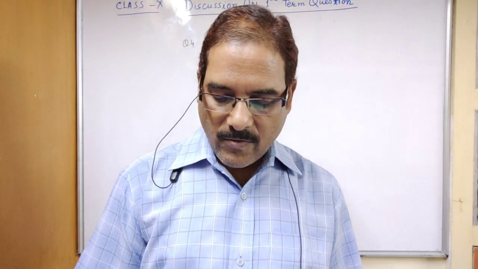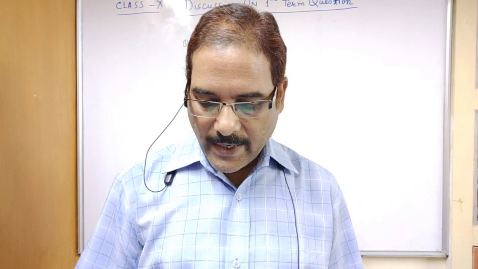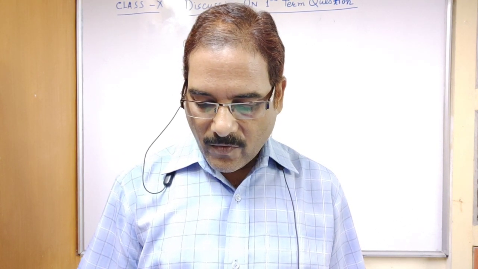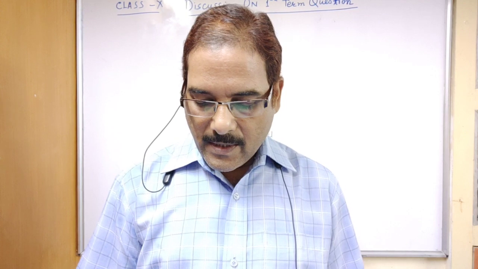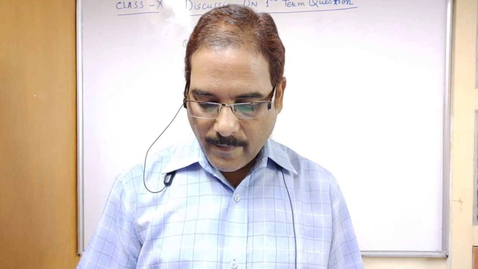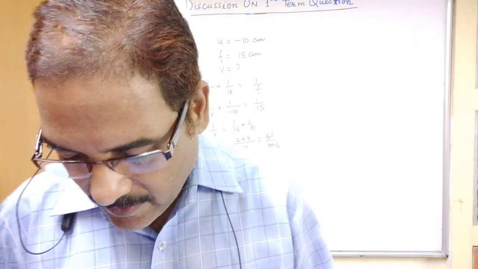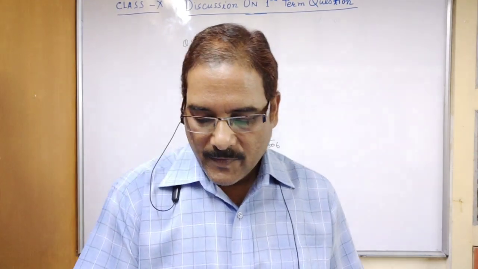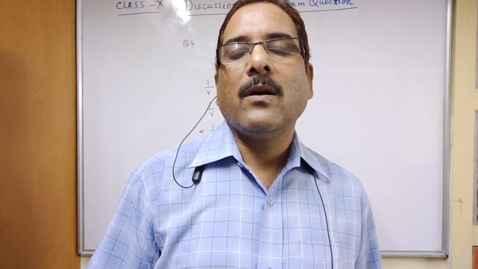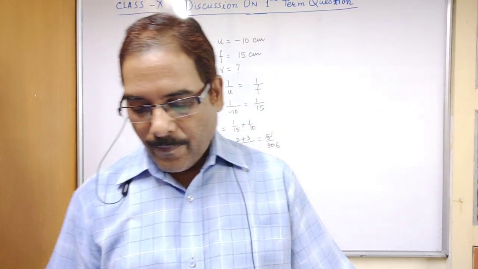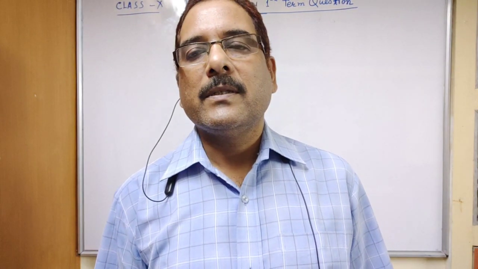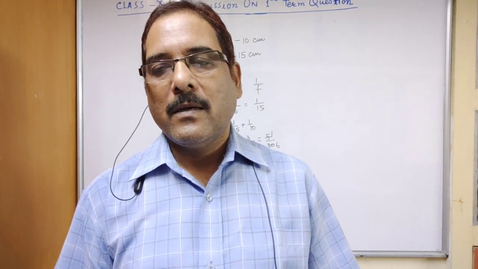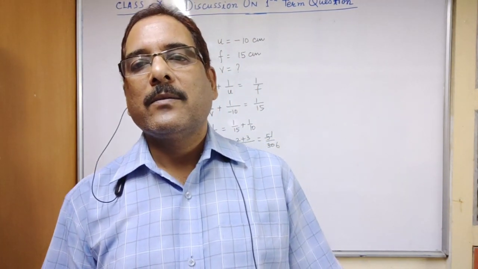Then question number 6. Twinkling of a star is due to atmospheric. First option is dispersion of light by water droplets. B is refraction of light by different layers of varying refractive indices. C is scattering of light by dust particles. And D, internal reflection of light by clouds. We have discussed this earlier, that refraction of light by different layers of varying refractive indices will be the correct answer. Twinkling of a star is due to atmospheric refraction.